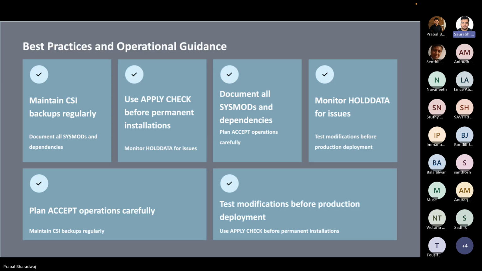Backup before major apply, like we discussed. Before we go for the apply, we check in the apply check job through the SMP report which other data sets are getting impacted, and then we take the backup of those. Use apply check before the permanent installation. Yes, we discussed that. Apply check is one of the safest features in SMP. In general, apply check tells us what would happen without changing the system. Accept is the point of commitment.